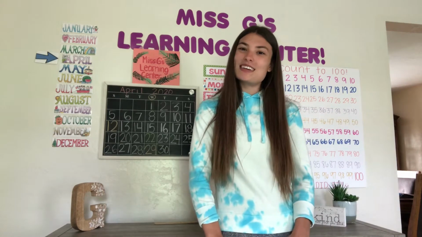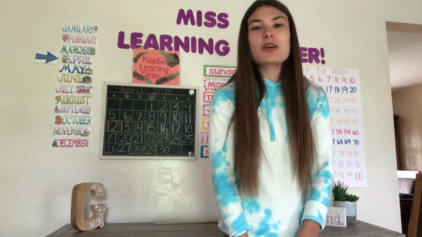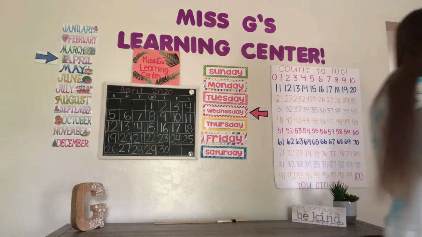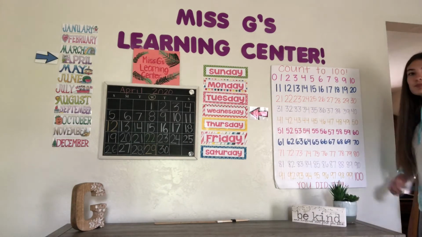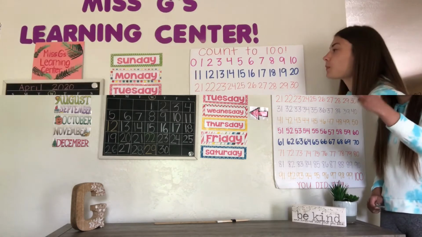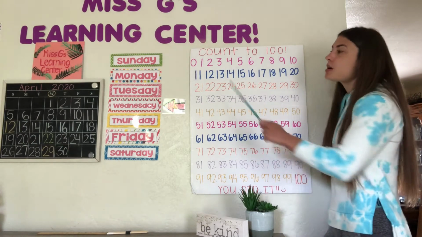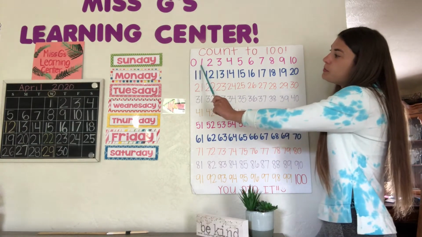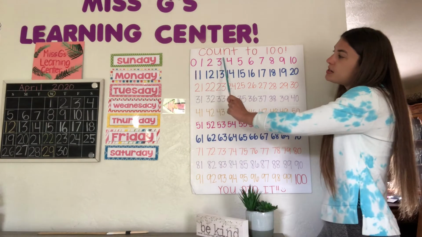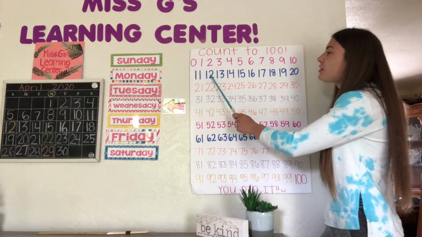Very good, boys and girls. You guys are doing awesome, and we are moving right along. So let's go ahead and move right on to our numbers. We are counting to 100. We're going to count by twos today. When we count by twos, we count every other number. So if we start with 0, we skip 1 and go to 2. Skip 3, go to 4, skip 5, go to 6. So we're doing every other number.